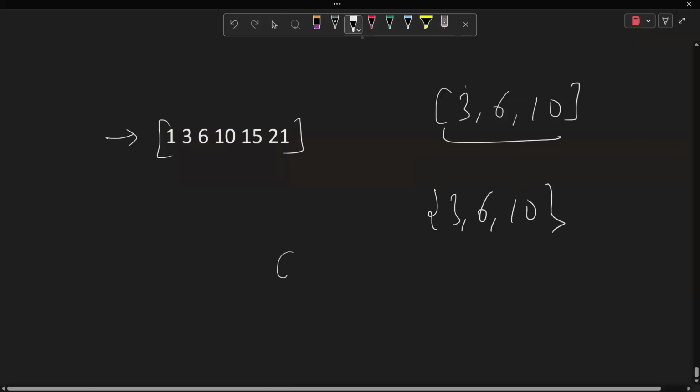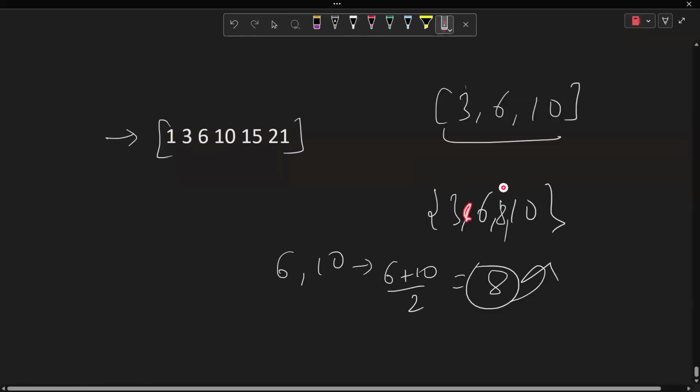Let's say you picked 6 and 10. Take the average of 6 and 10, (6 plus 10) by 2, which is 8, and you can insert this 8 into your set. So this 8 got inserted into my set. That way you can perform the operations and insert values into the set which were not present, by taking the average of any two values which were present in the set. So by inserting like this, you need to form a set having consecutive values.